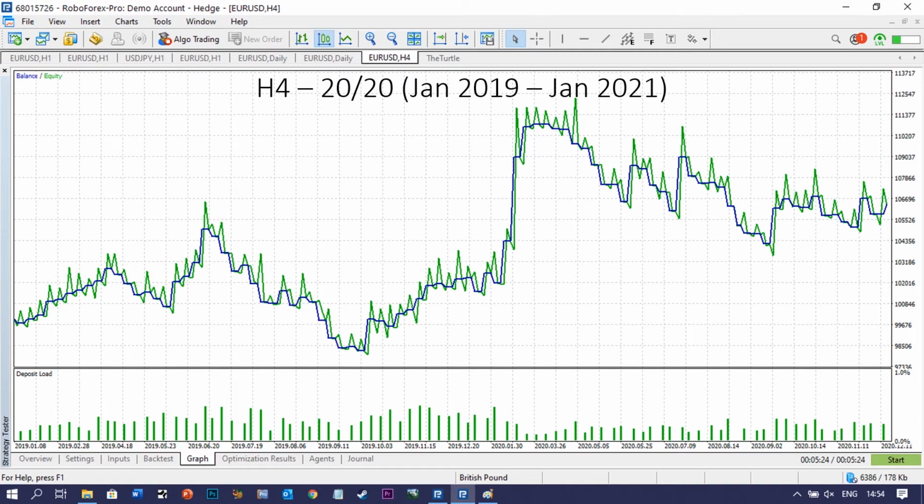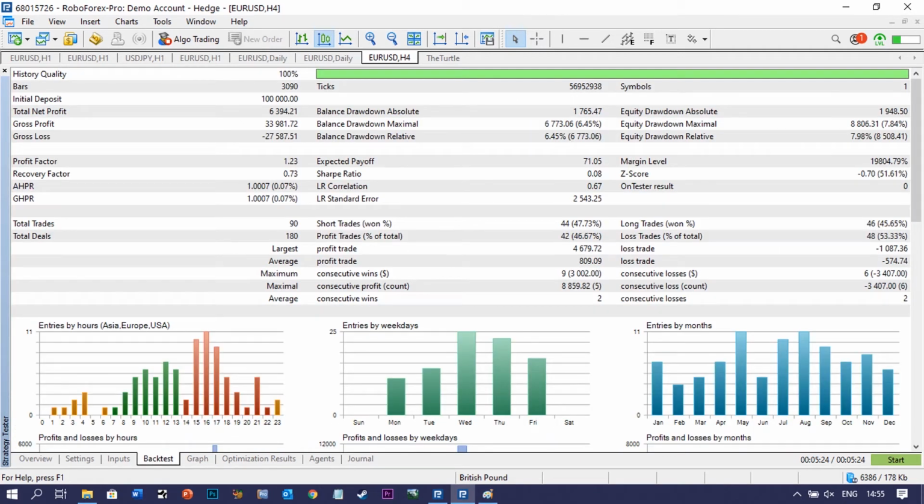So you would have made a 6.3% profit from January 2019 up until January 21. So it is a profit. It's not a very big profit, but it's only one currency pair. This is the Euro US dollar.